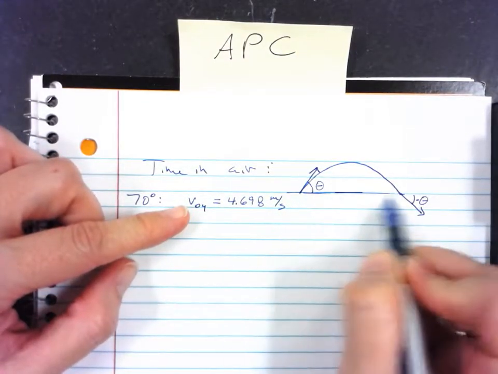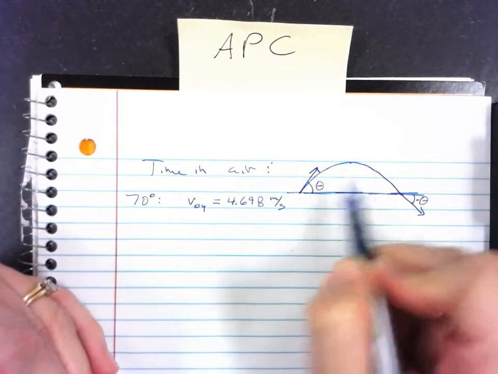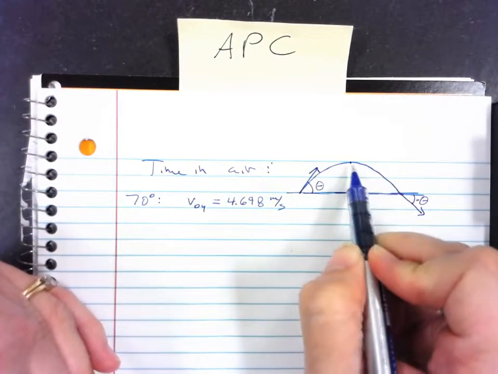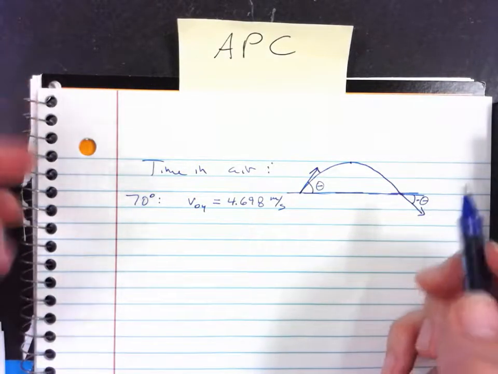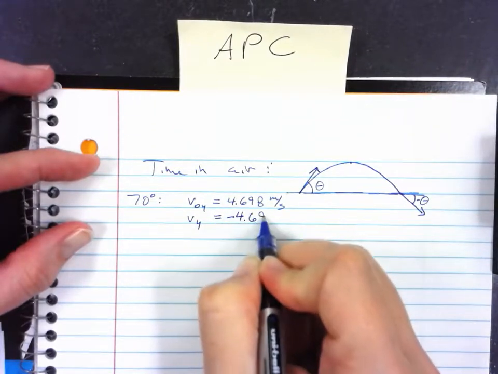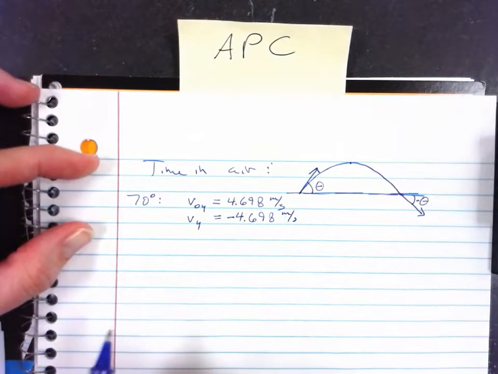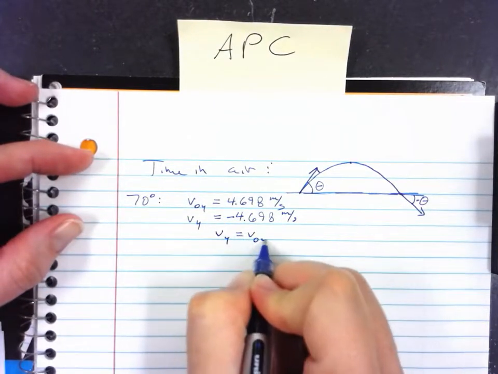It's landing at the same height. Another way of justifying that is it slows down at 9.8 to the top, and then it speeds up over the same distance, so it's going to recover that same speed. But it's the opposite direction, so our final vertical velocity is negative 4.698 meters per second. And then we can use our favorite equation, the first one.